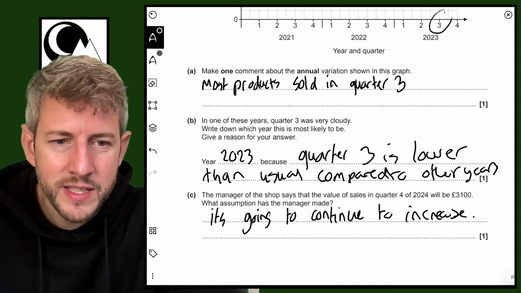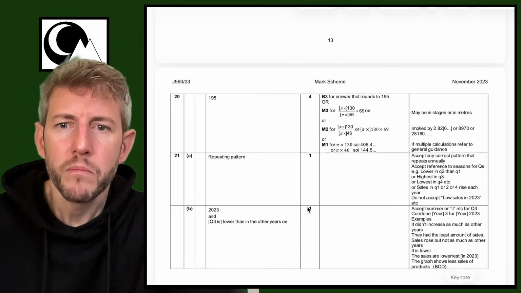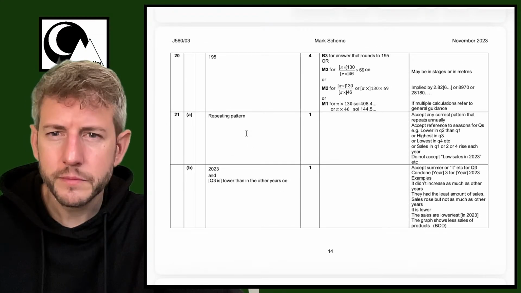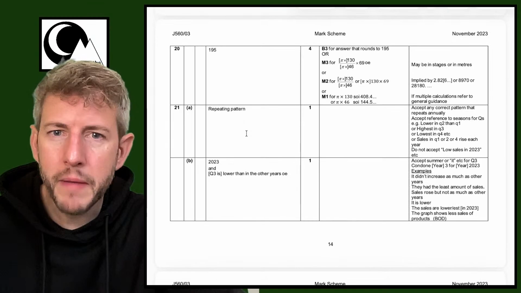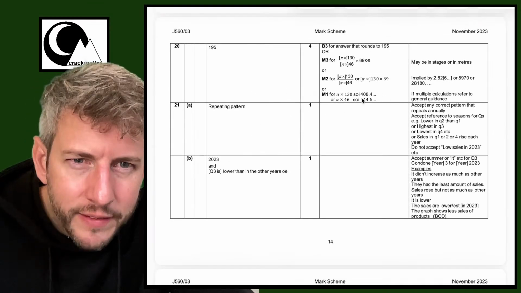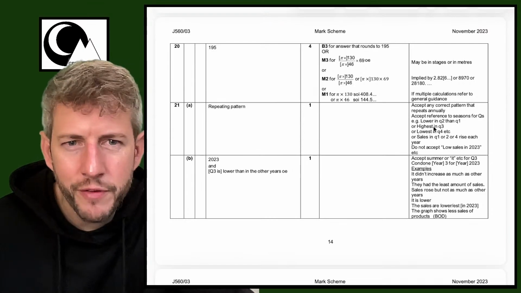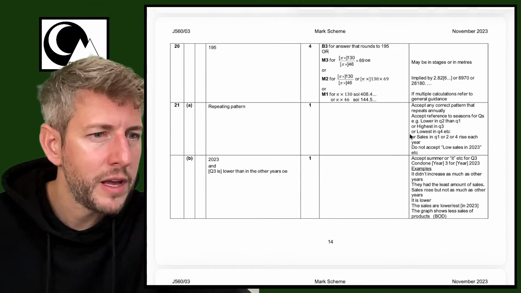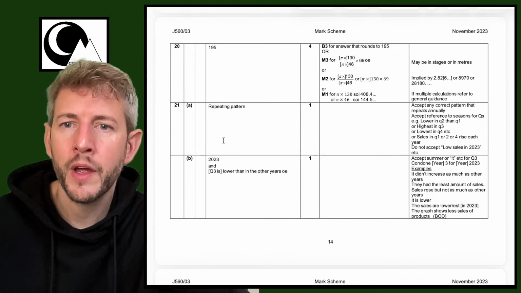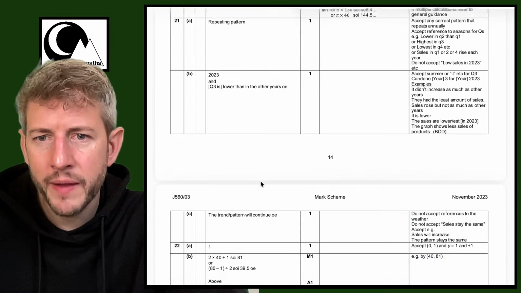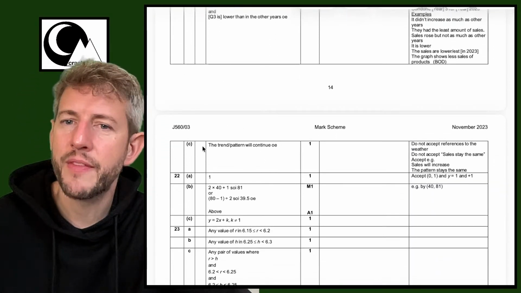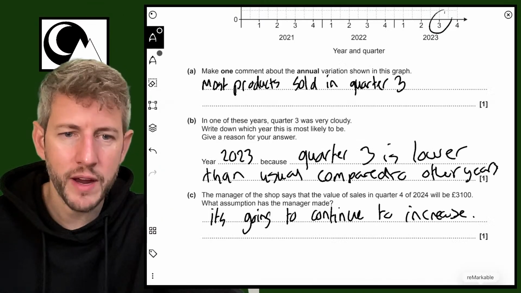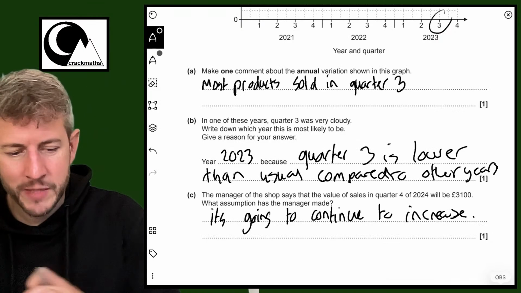Let's have a look at the mark scheme. I'm not the most confident with part C, but we'll see. So here we go. What have we got here? Make one comment. Okay, they've gone for repeating pattern. So we went for this one, which is acceptable. Highest in quarter 3. There's a bunch of things that you could have. So that was the one that we went for. Part B, 2023. Yep, we got that right. And part C is that the trend pattern will continue. And that's what we said, it's going to continue to increase. Okay, great. Right, so let's have a look at the next page.